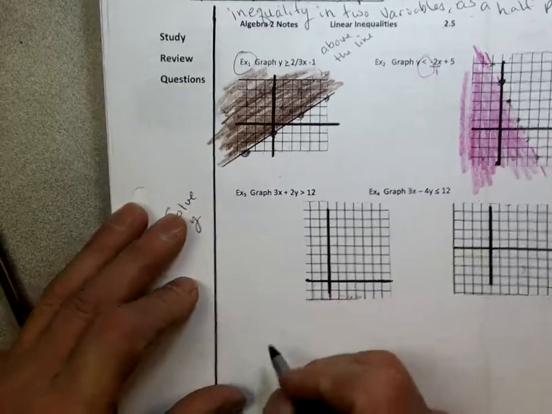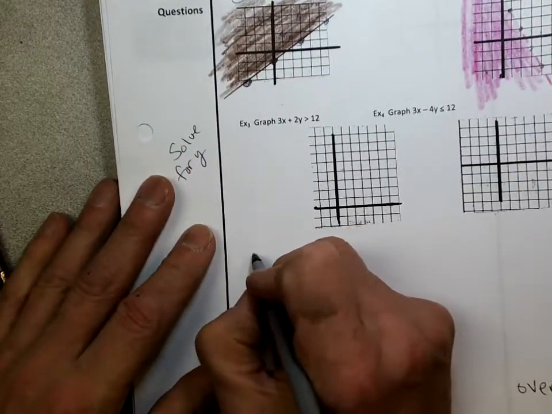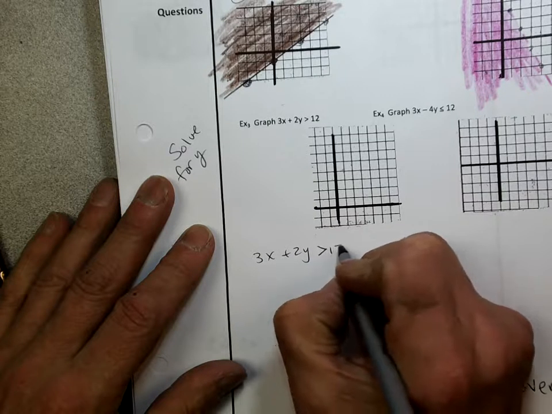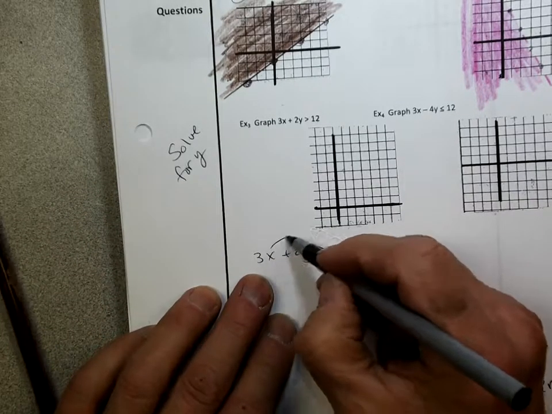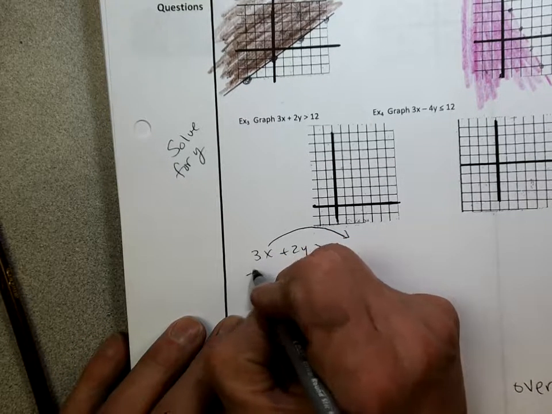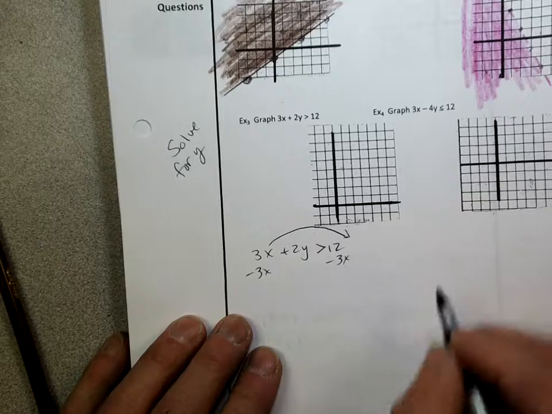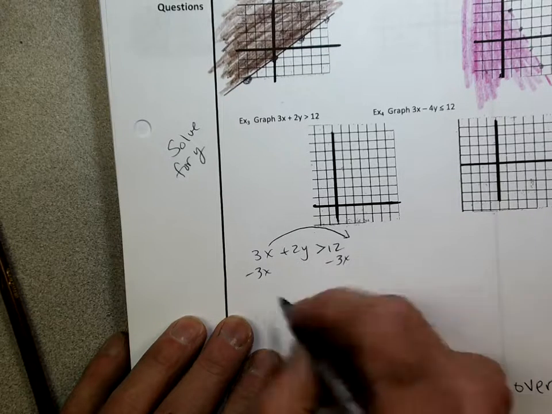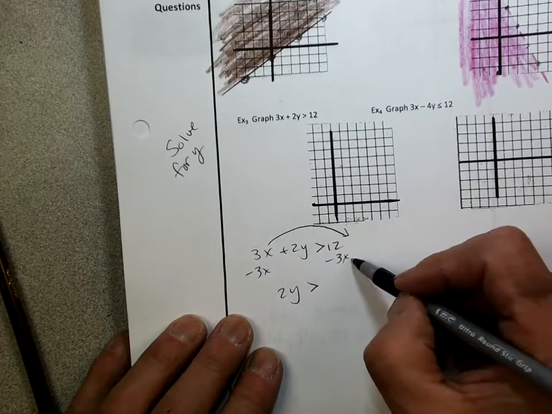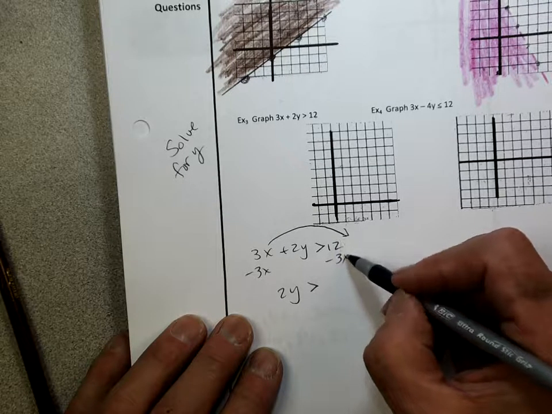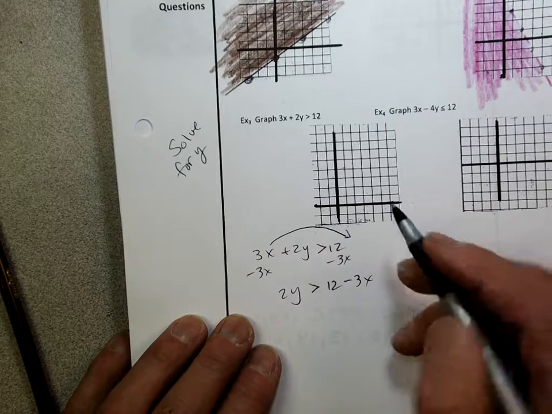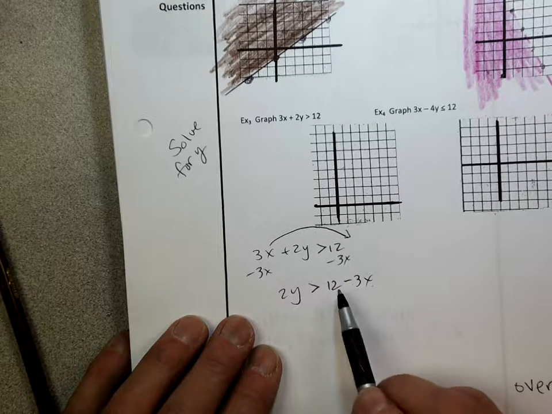So if I have my 3x plus my 2y is greater than 12, I'm going to bring the 3x over. To bring the 3x over, I just have to subtract it. So I'm going to go minus 3x, minus 3x, okay? I'll only get 2y is greater than, well, you can't subtract 12 and 3x. Don't subtract 12 and 3x. They're different. So I'm just going to go 12 minus 3x, because that's an x term, and that's a whole number.